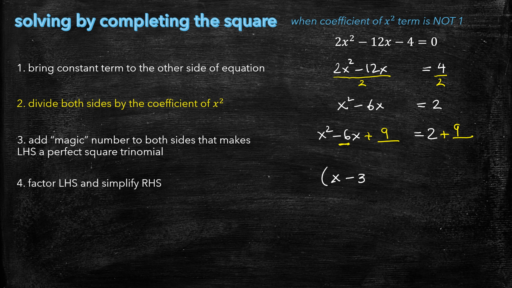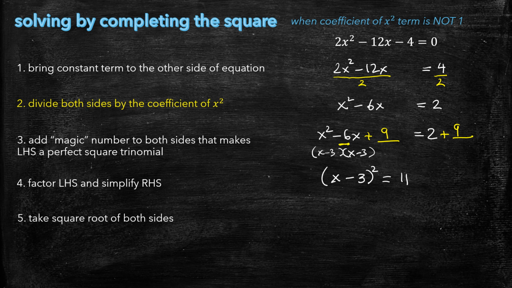So you should know that that's x minus 3 squared, but if you're not sure, you could always factor first the old-fashioned way. Realize it's x minus 3, and that also helps you to check that you did indeed get the correct magic number. And 2 plus 9 is 11.